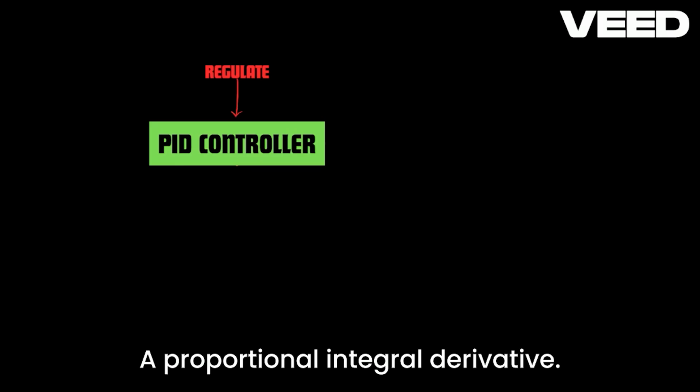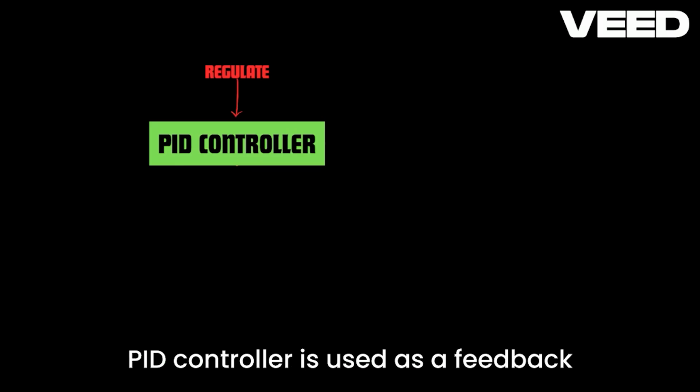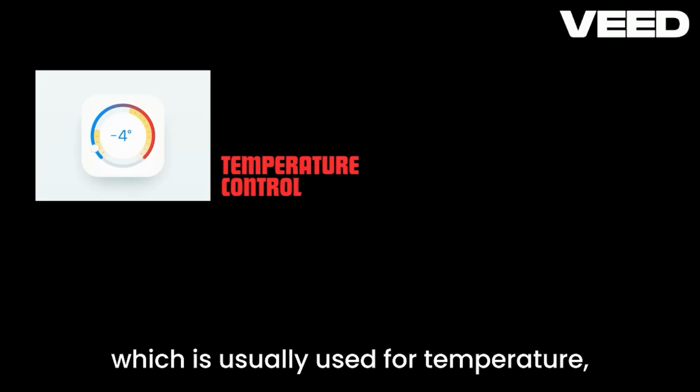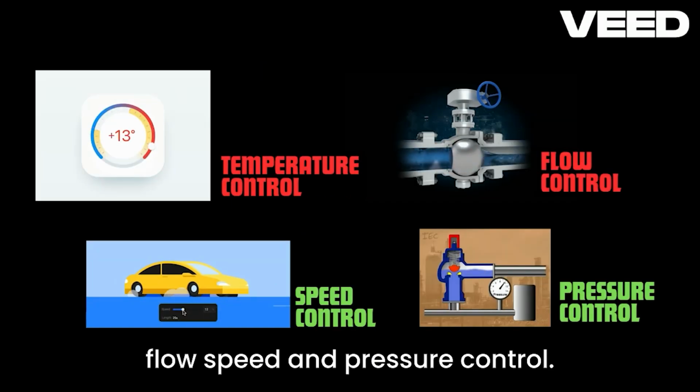PID Controller. A proportional integral derivative (PID) controller is used as a feedback control system in industry, which is usually used for temperature, flow, speed and pressure control. Let's see the characteristic graph.